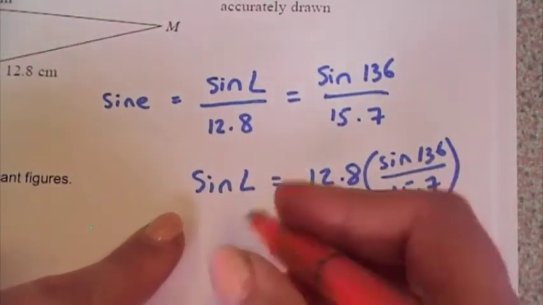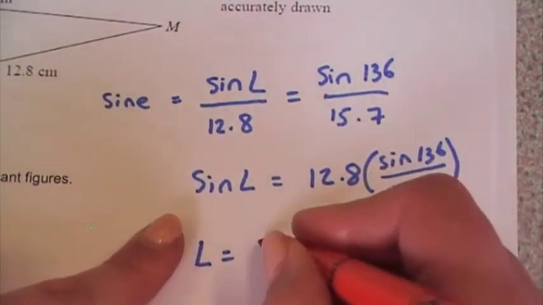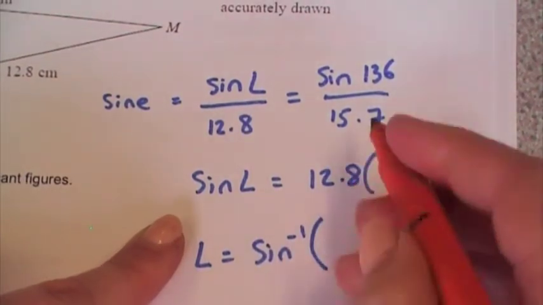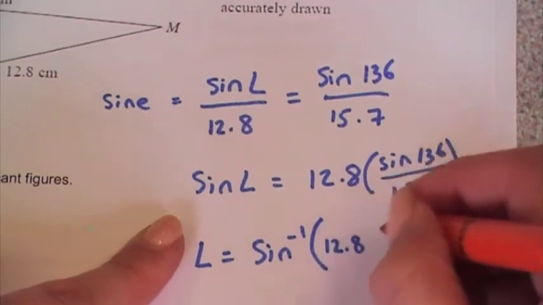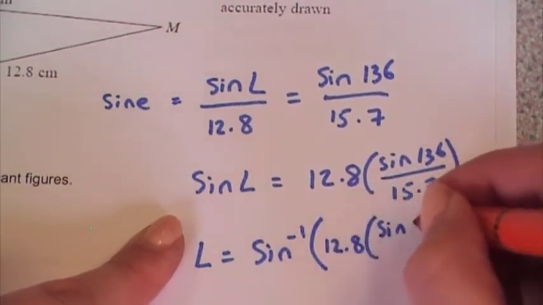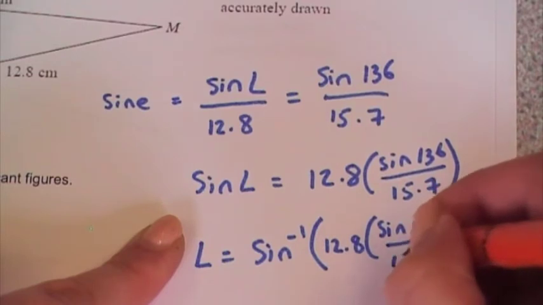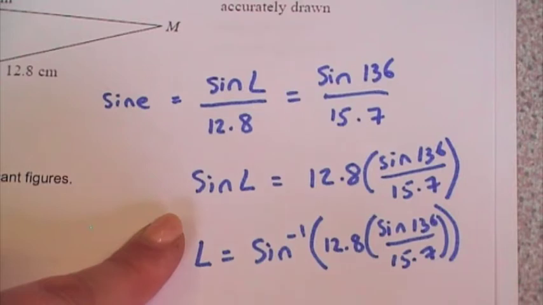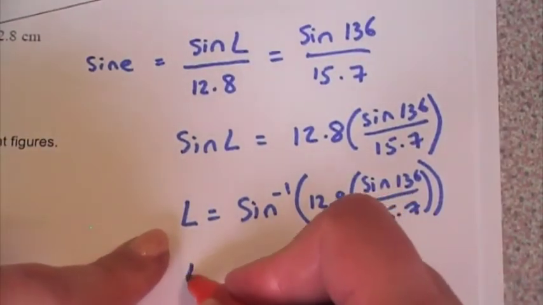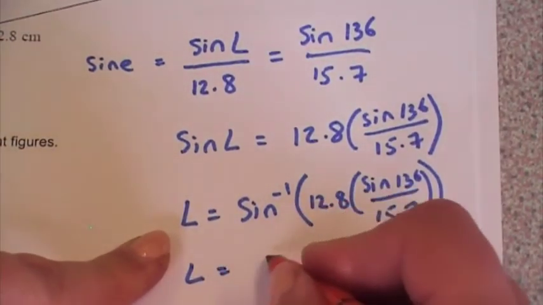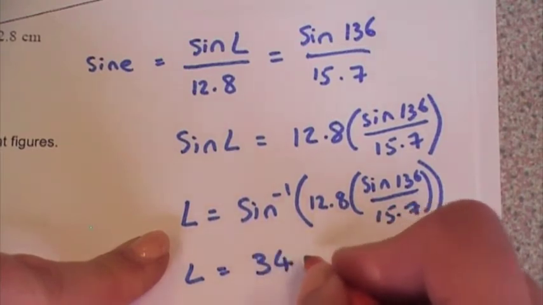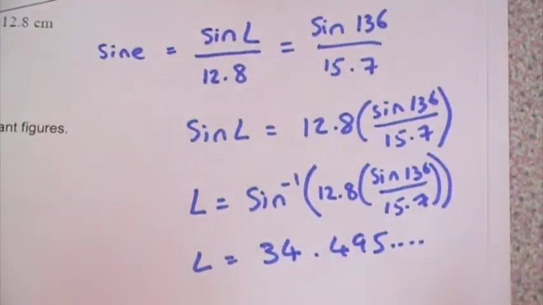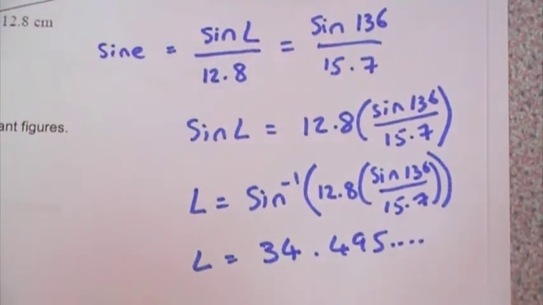So I'm going to shift sine straight away, leaving me with angle L equals sine to the minus 1 of this. So 12.8 open bracket sine 136 over 15.7, close the bracket, close the bracket. And when I put that in my calculator, that's going to end up telling me that angle L is equal to 34.495... So calculate it so you get to that point.